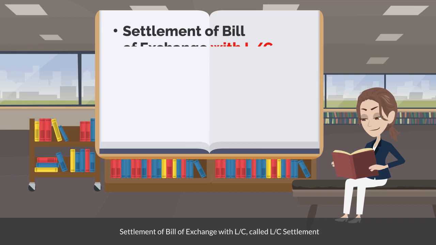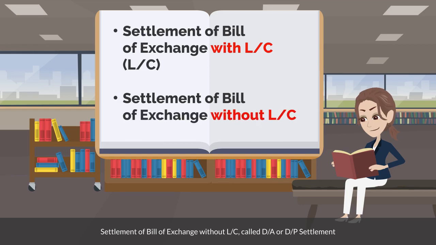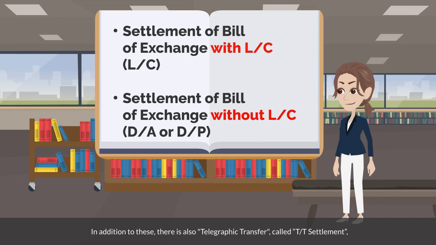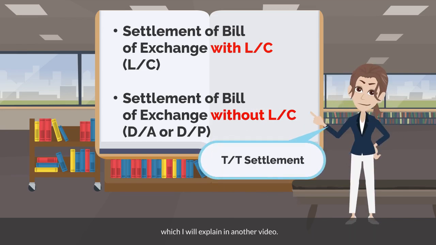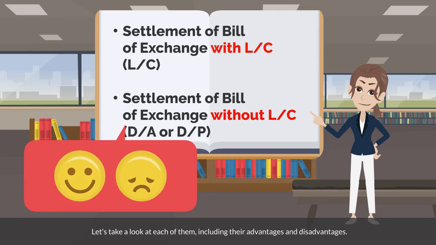Settlement of bill of exchange with LC, called LC settlement. Settlement of bill of exchange without LC, called DA or DP settlement. In addition to these, there is also telegraphic transfer, called TT settlement, which I will explain in another video. Let's take a look at each of them, including their advantages and disadvantages.